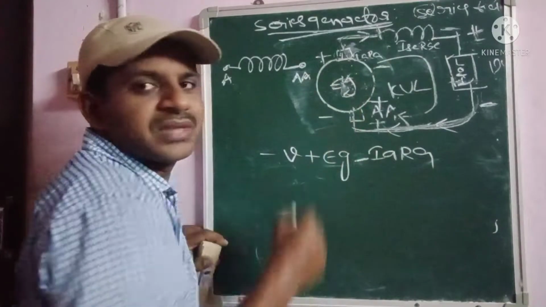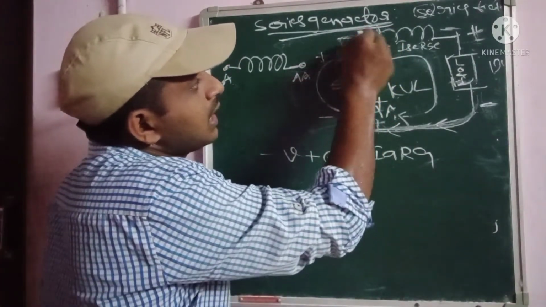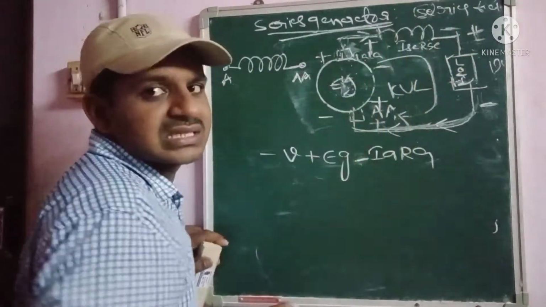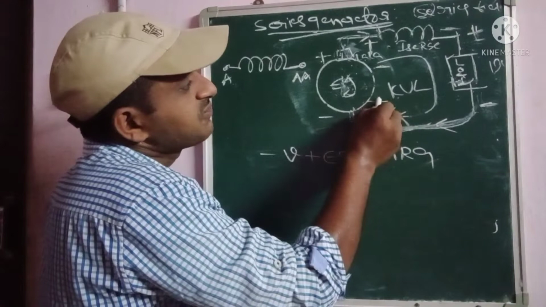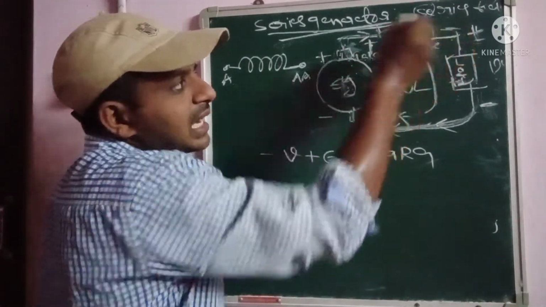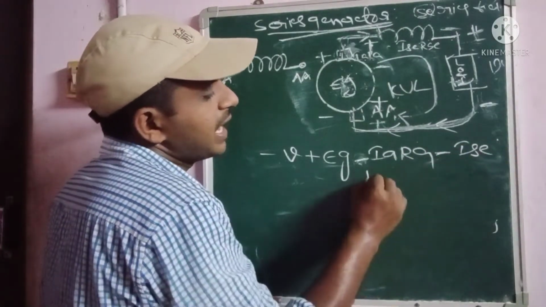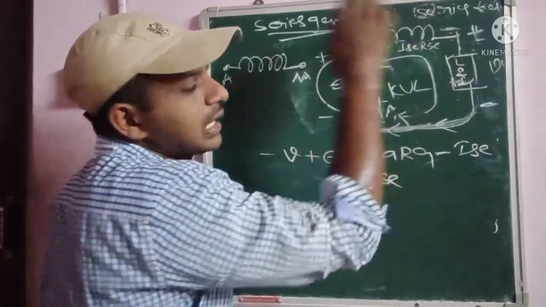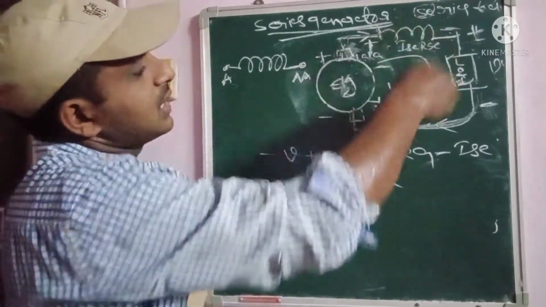Coming to the field winding, the first indication is plus, because the current enters here at the field winding, and this side is minus. Here too we take the second terminal. This is the first terminal and this is the second terminal, so it is given as minus Isc into Rs. Why? Because we take the second terminal here, minus Isc into Rs. So this is the equation for the DC generator.